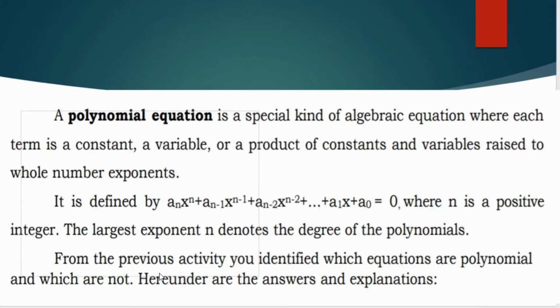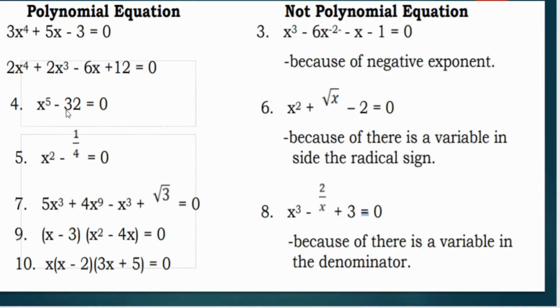From the previous activity, you defined which equations are polynomial and which are not. Here under are the answers and explanations. So we have examples of polynomial equations. So we have in here 3x to the fourth plus 5x minus 3 equals 0. 2x to the fourth plus 2x cubed minus 6x plus 12 equals 0. X to the fifth minus 32 equals 0.